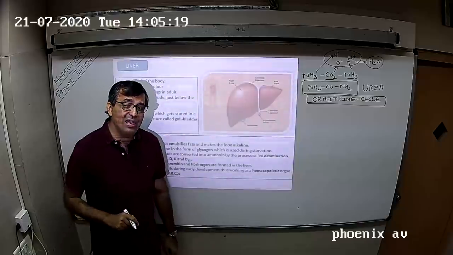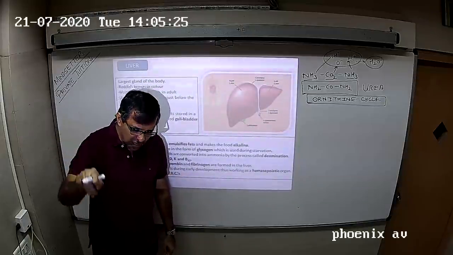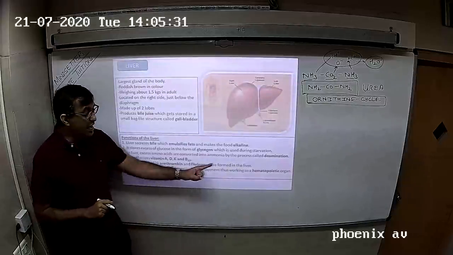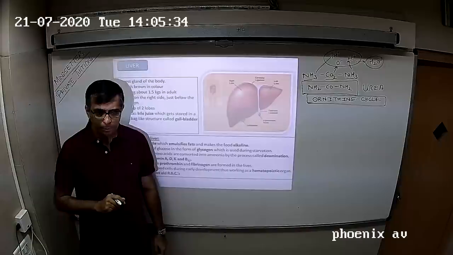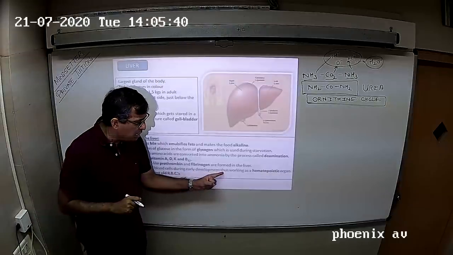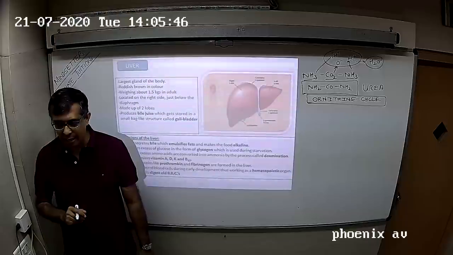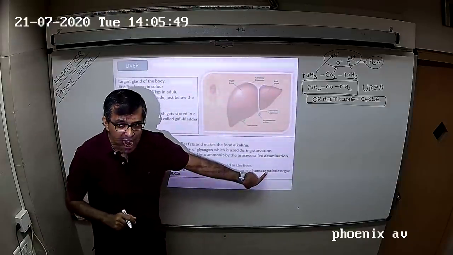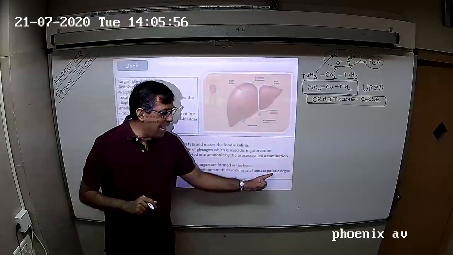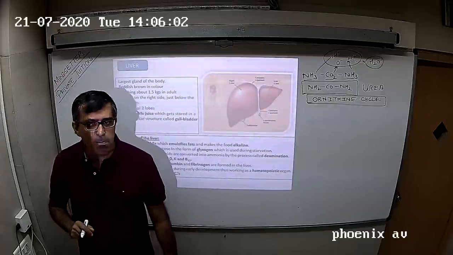Where are all these clotting factors, 13 of them? Where are prothrombin, 13 clotting factors, fibrinogen produced? They are all produced in the liver. So, ye sab liver mein lagte hain. And the liver produces red blood cells during early embryonic stage and works as a hematopoietic organ. Hemato means blood. Poiesis means to produce. So hematopoietic means to produce blood, to produce red blood cells.